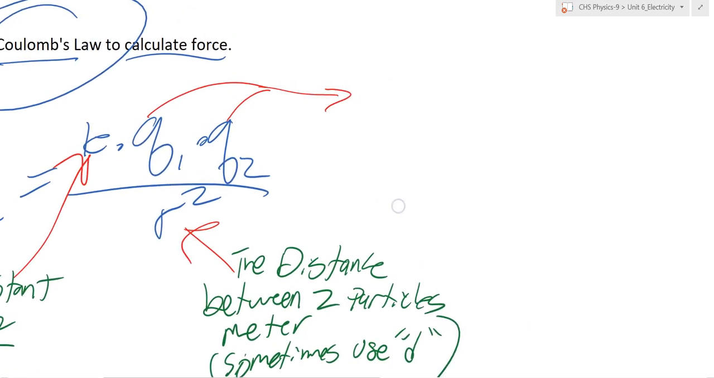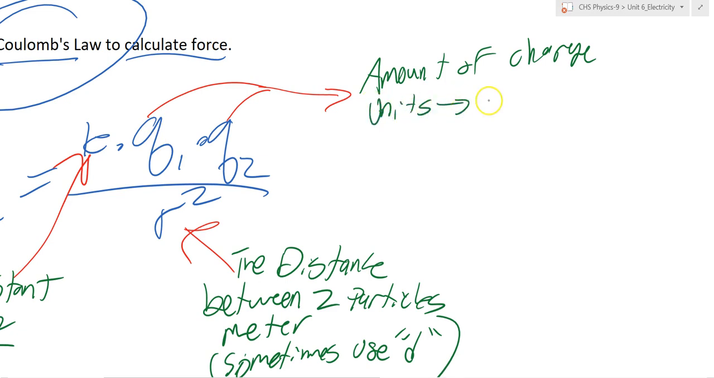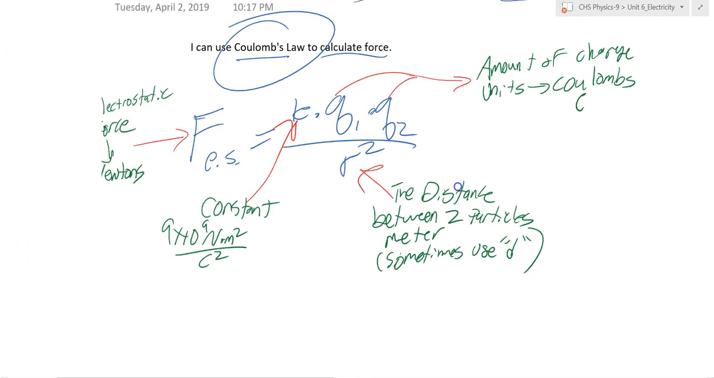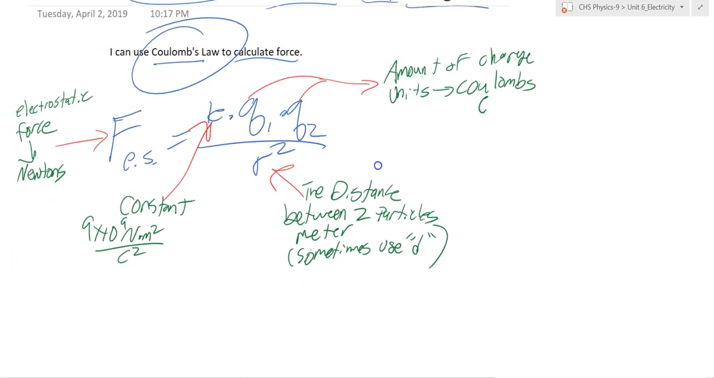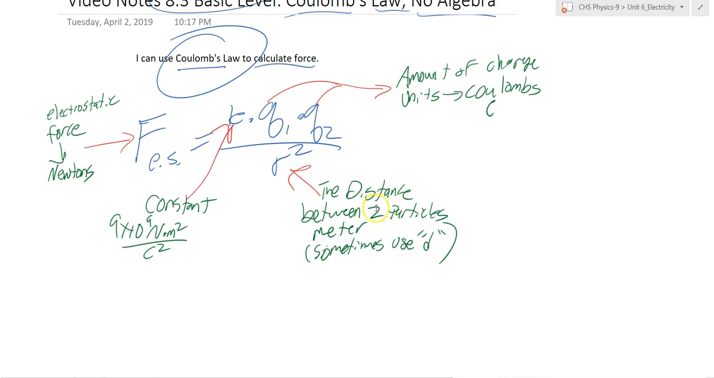Q is the amount of charge. The reason it's Q is because it stands for the quantity of charge, and the units are coulombs, or just a C for short. Okay, so that is our equation. I'm going to do two examples here, and I'm going to get started with the first.